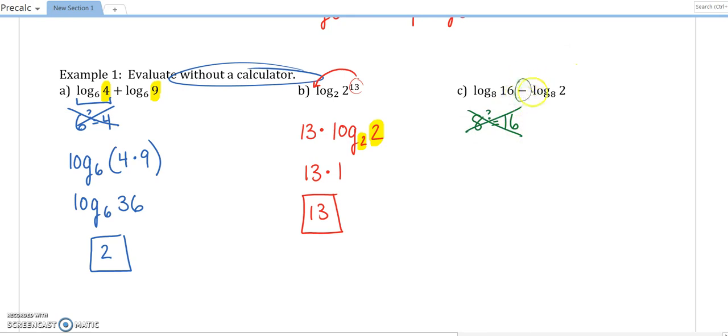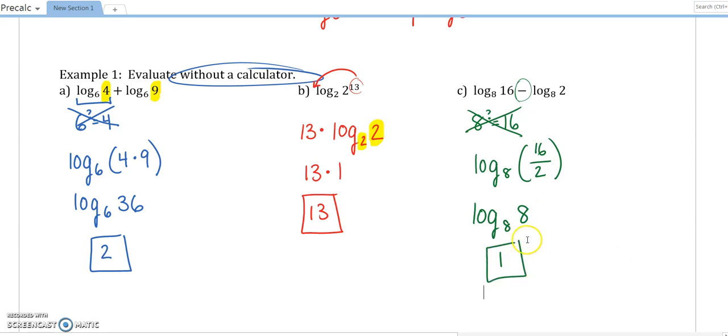Alright, subtraction turns into division. So I can rewrite it as log base 8 of 16 divided by 2. And then if I simplify that, log base 8 of 8, I should be able to answer the question. What exponent turns 8 into 8? That's just a 1. Alright, so that's kind of the idea. Use these properties to help us simplify.